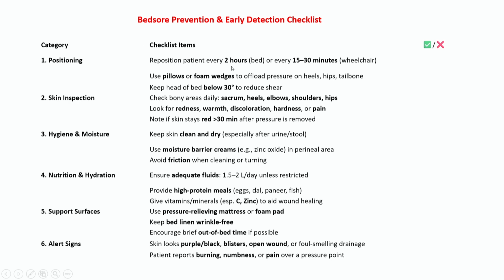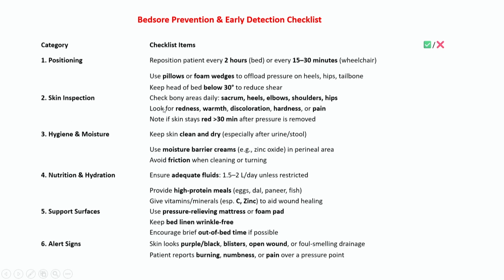Reposition the patient every 2 hours, whether you are doing it or not, or every 15 to 30 minutes for wheelchair patients. If in a bed, 2 hours. If it's a wheelchair, 15 to 30 minutes. Use pillow or foam wedge to offload pressure on heel, hip, and tailbone. Keep head of the bed below 30 degrees to reduce shear. Okay? If you are doing it, put yes. If you are not doing it, no.